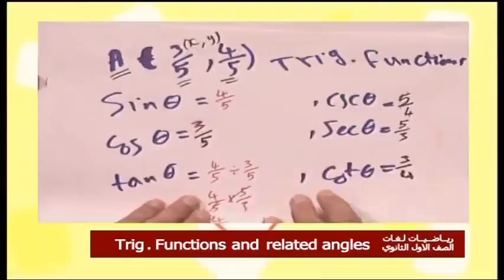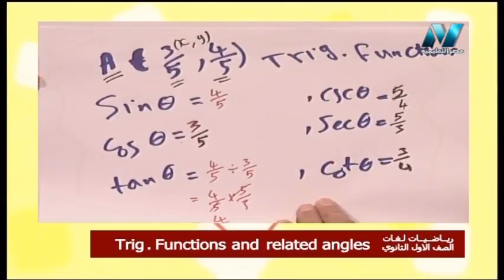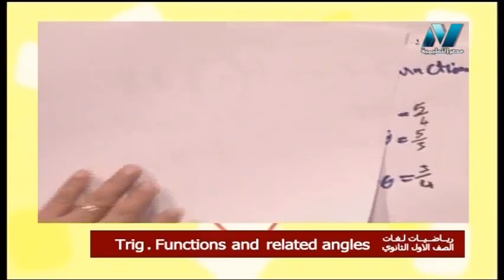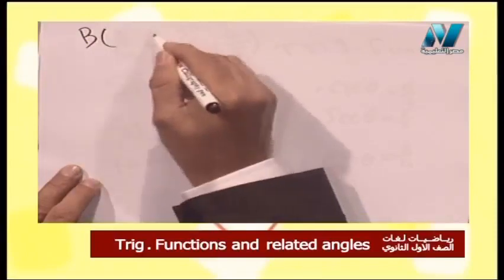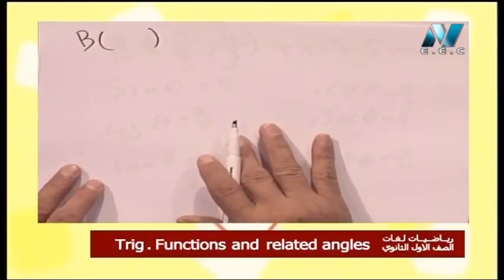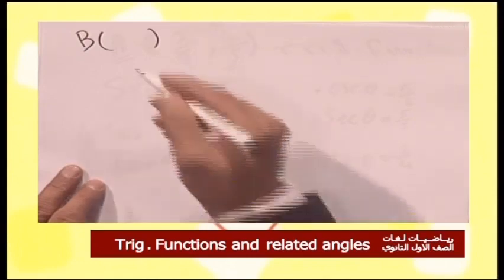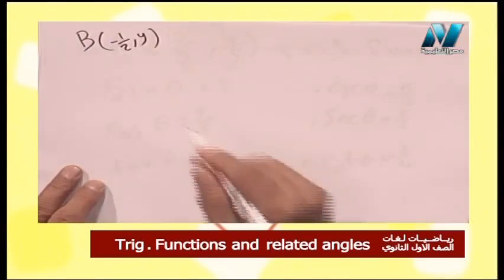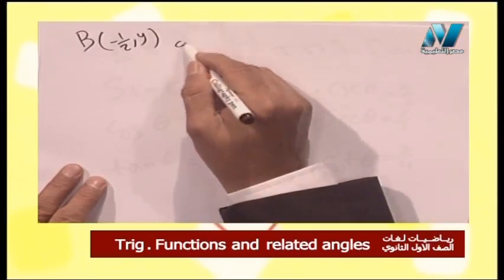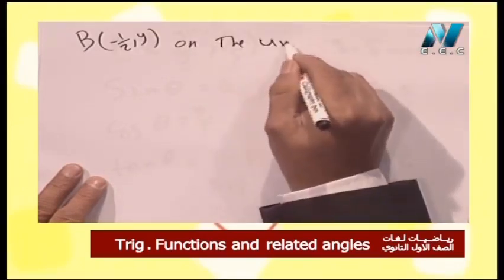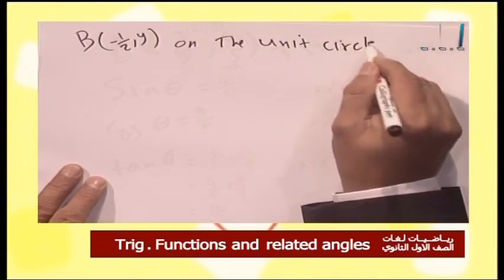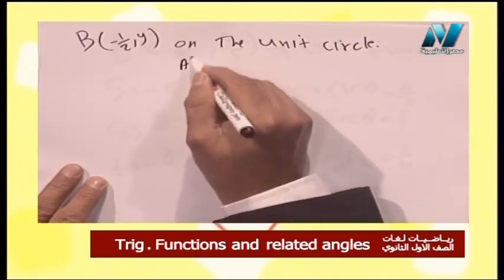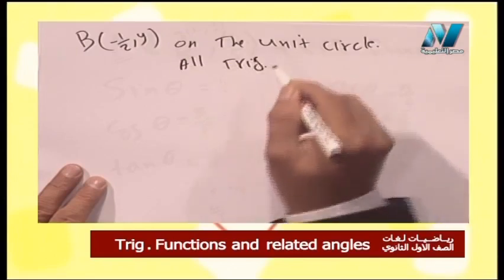Yes, my dear students, we have many questions here to solve. So look carefully with me. If we have another point, we call it whatever, say B. This point B is on the unit circle, and it's (-1/2, y). Yes, this point is on the unit circle, and we would like to find all trig functions for it.